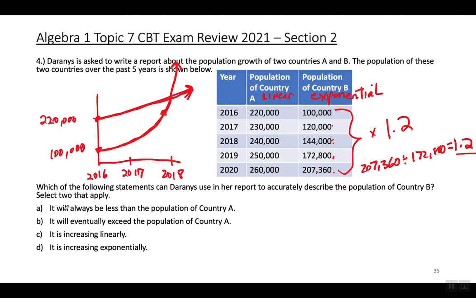So they're asking which two statements can Daranis use in her report to describe the population of country B. So these answers are from the point of view of country B. Letter A: will country B always be less than the population of country A? No. By the way, this is B, and this one's A. Letter B: will country B eventually exceed the population of country A? Yes. Letter C: is country B increasing linearly? No, it's not. That's country A. La letra C dice que si país B está aumentando linealmente. No. Letter D: it is increasing exponentially. Yes, country B is increasing exponentially. So that one's pretty easy.